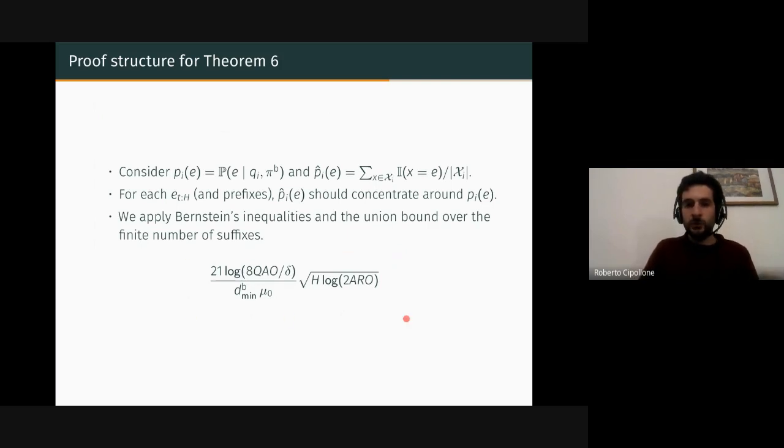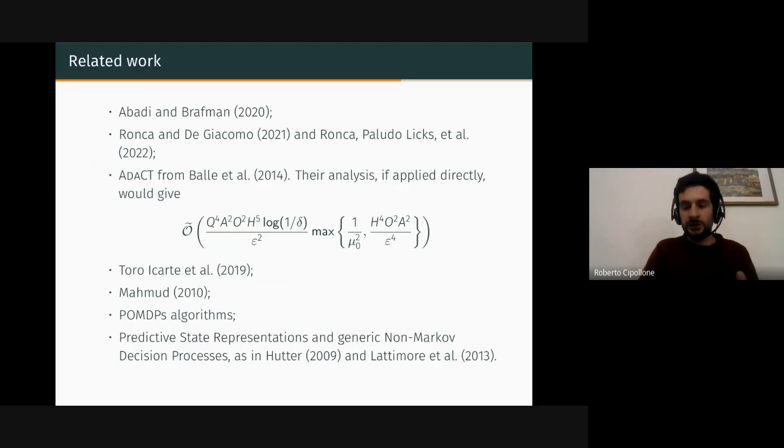I think it's a good moment to compare with some related work for similar problems. For example, again for RDPs, there are these works. They introduce some concepts that we're using, such as automata learning, but they don't provide sample complexity guarantees as an expression as we do here.